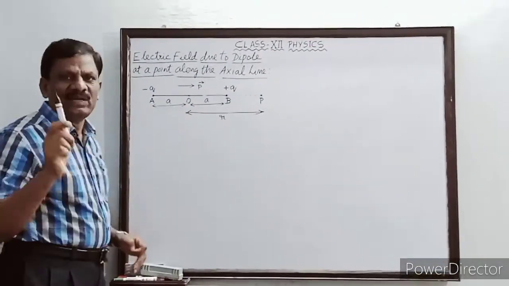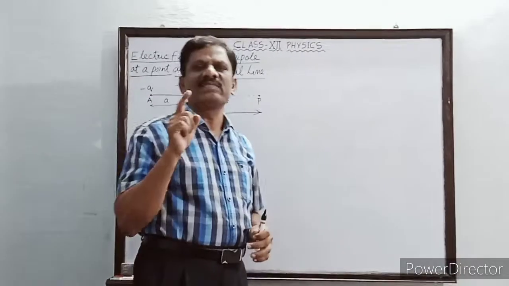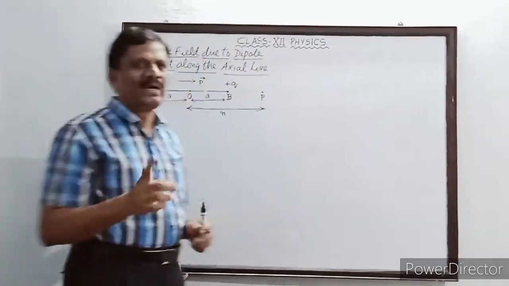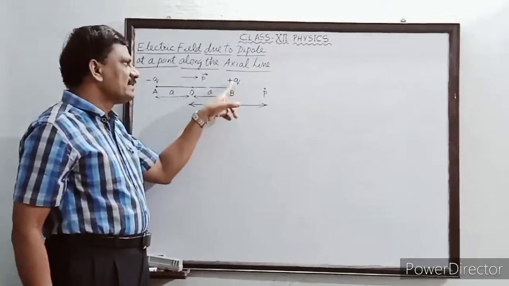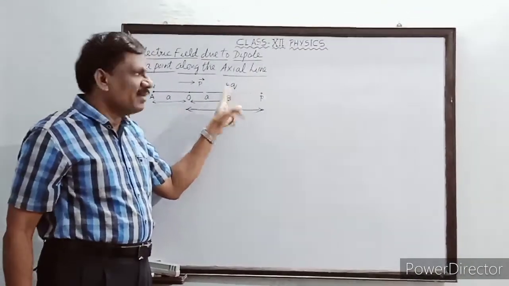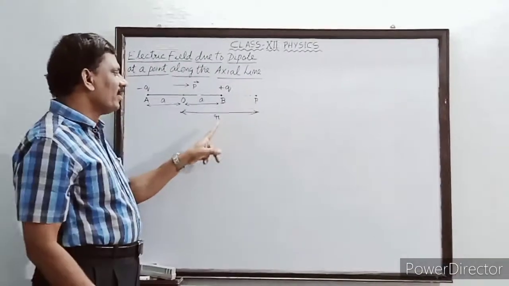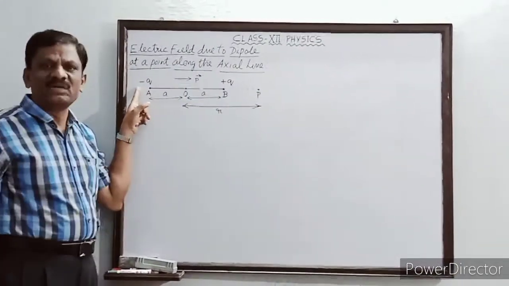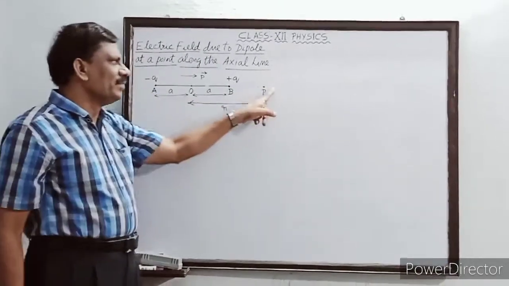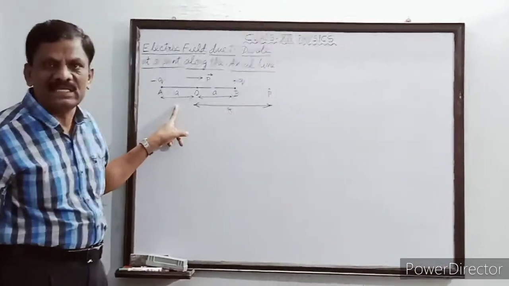So I am repeating once again. The distance of the point P from the midpoint of the dipole is equal to r. The distance of the positive charge plus q from the point P is equal to r minus a. Similarly, the distance of the negative charge minus q from the point P must be equal to r plus a.